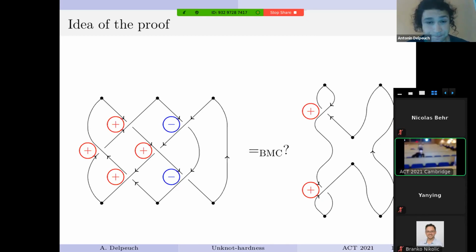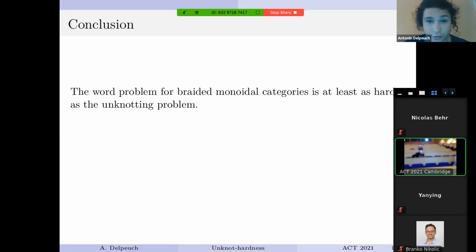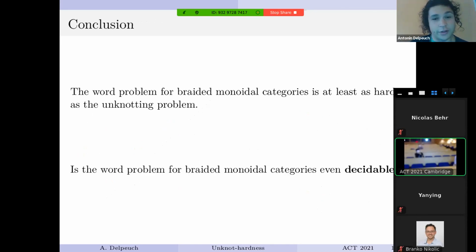So that's it. We have reduced the unknotting problem to the word problem for braided monoidal categories. So we know that our word problem is at least as hard as the unknotting problem. Now, the really puzzling thing for me is that I don't even know if this word problem is decidable in the first place. I'm not even aware of a naive algorithm for it, even though I think it really ought to exist. So if you have any intuition about this, I'm really keen to hear about that. And in fact, I'm also keen to hear about any other questions, because I will stop here. Thank you.